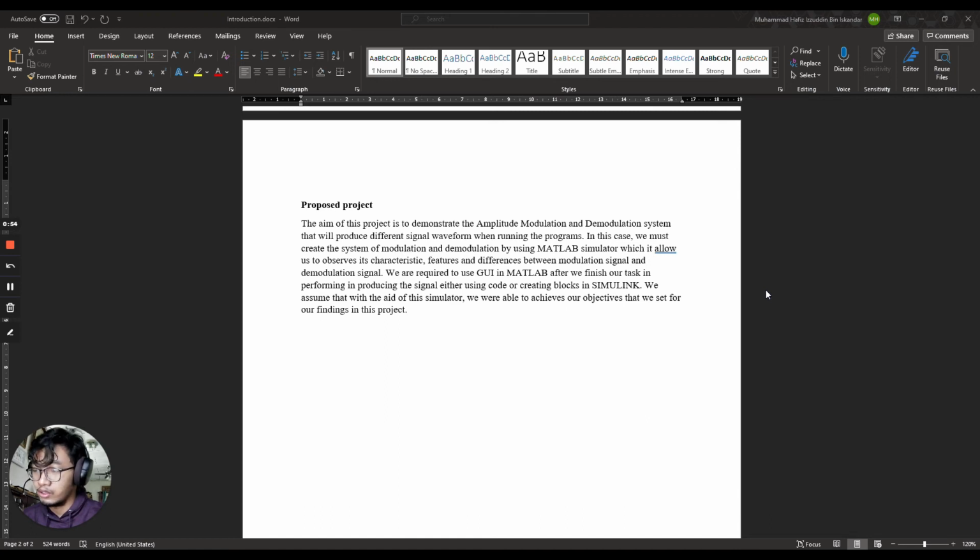and the demodulated signal. And we are required to use a GUI in MATLAB after we finish our task in producing the signal, either using code or creating blocks in the simulator. We assume that with the aid of the simulator, we are able to achieve the objective that we set for our findings in this project.